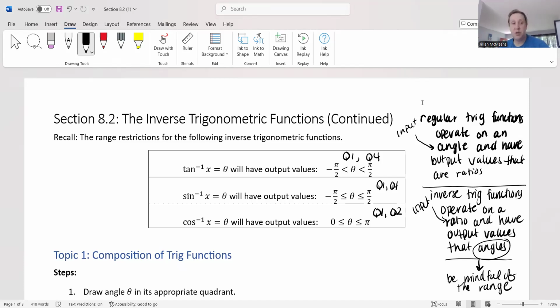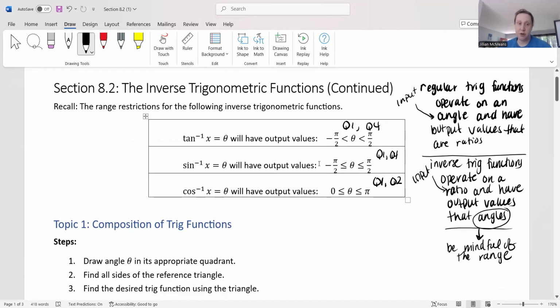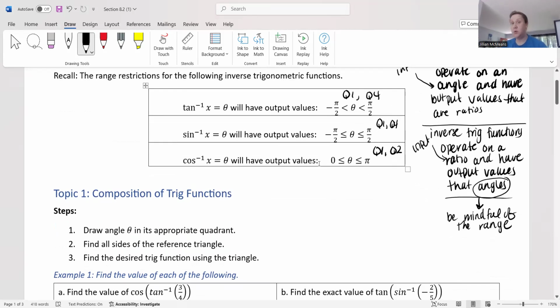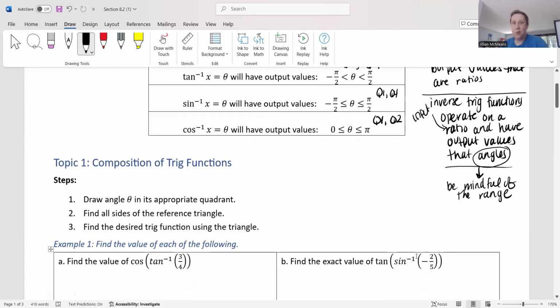So the first thing we want to look at is composition of trig functions. And we kind of looked at this when we were in 8.1. We were looking at if we compose a trig function with its inverse or compose the inverse with the trig function, they'll essentially unravel each other as long as we're very cautious with the domain of the input function. Well, in this section, we're going to look at two functions that are not inverses of each other. So what do we do?